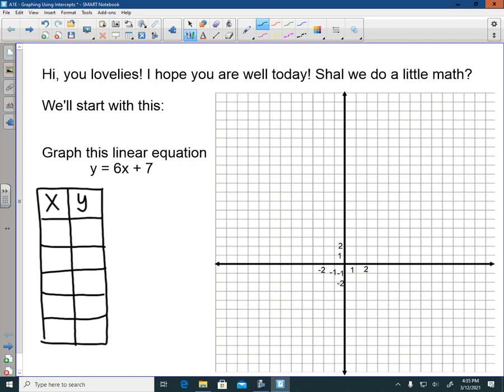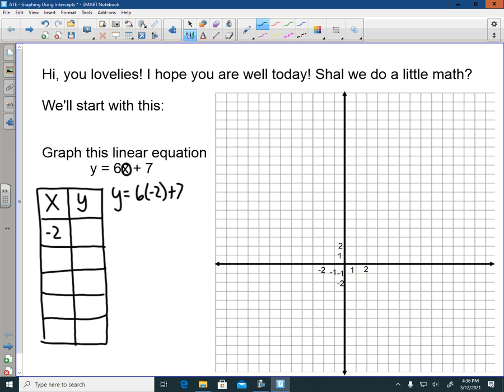So maybe we want to try -2 to start with, just to pop that in the equation and see what happens. So if we decide that x is -2, which we can, we could pick literally any number we want. We could pick -2, we could pick 27, we could pick 8,452,000. But if you pick numbers that are small, the calculations are easier, and that's why I suggest that. So we're going to take this x that we found and pop it in right here. And what we're going to have is y equals 6 times -2 plus 7.